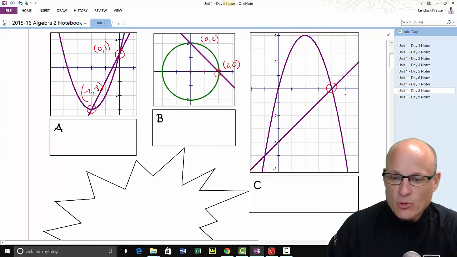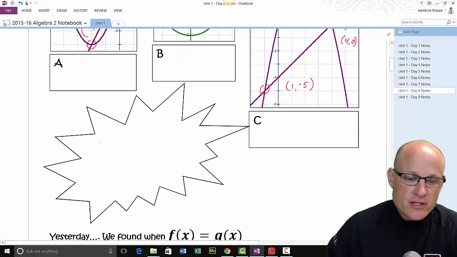This point here just ate a little bit, so I'm a little bit burpy. I don't know why. (4, 0). And this point is (1, -5). These are points of intersection. These are intersection points.